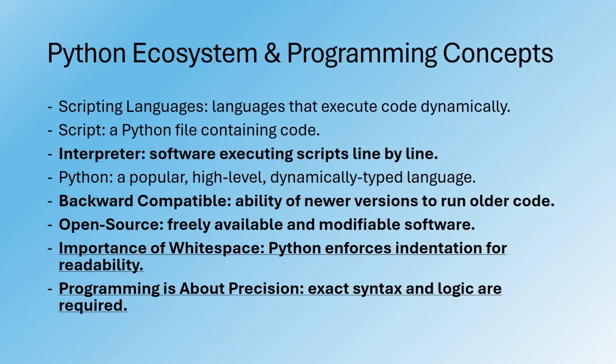Python ecosystem and programming concepts. An interpreter is a software executing scripts line by line. Backwards compatibility is the ability of newer versions of code, such as Python 3, to run older versions of code, such as Python 2.7. If it can't run Python 2.7 from Python 3, then it is not backwards compatible. Open source, freely available and modifiable software.